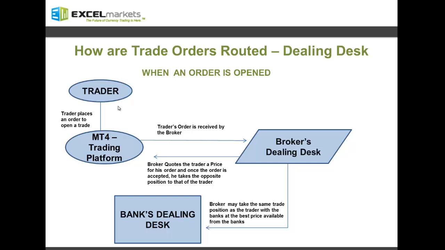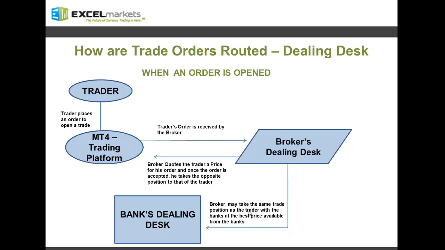So as we see in this flowchart here, the trader places an order to open a trade on his MT4 platform. The order is routed to the broker's dealing desk, received by the broker. The broker then quotes the trader a price for his order, and once the order has been accepted, he takes the opposite position to that of the trader. This completes the process of opening a trade once the client places a trade position on his MT4 or the trading platform. The step here is what some of the dealing desk brokers do.